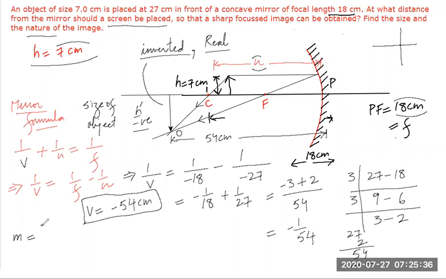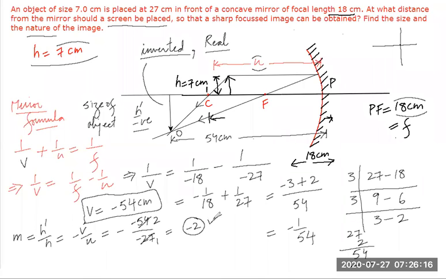M is equal to H dash by H, equal to minus V by U. So this is equal to minus of what is V? Minus 54. Divided by what is U? U is here, where the object is placed. Object is minus 27. So this is equal to minus 2. Am I right? So magnification is minus 2.